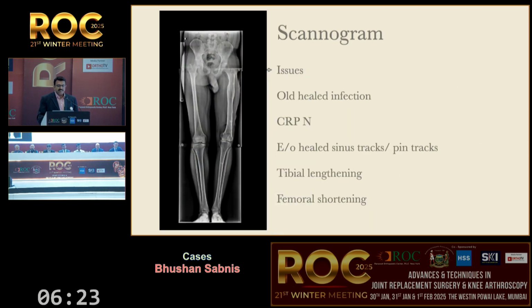That's his scanogram. So there's an old healed infection. His CRP is completely normal now. There is evidence of healed sinus tracts or pin tracts. He doesn't remember. He was very young, 17 years back. But funny enough, there is tibial lengthening and femoral shortening. So the body has tried to compensate by increasing the tibial length, but the femur is looking really weird. It's a bit deformed and not looking very good, but there is femoral varus.